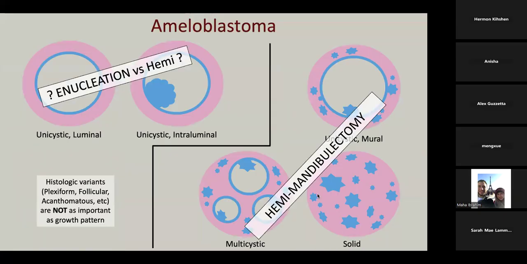Treatment for ameloblastoma is generally hemimandibulectomy. It's thought that in some cases where conservative therapy is desired, you can enucleate a unicystic ameloblastoma, but you certainly should not enucleate any of the others because they will recur and recur and be locally destructive.